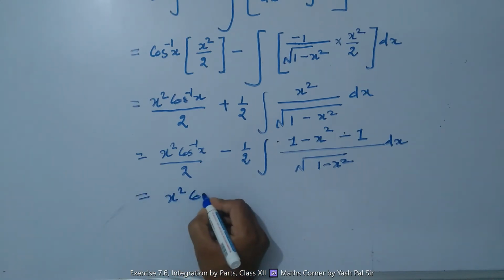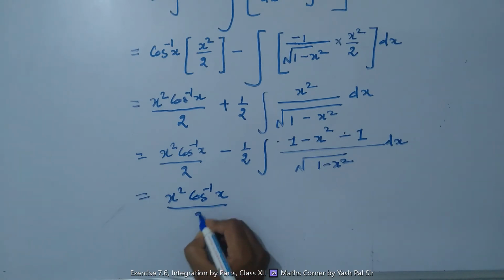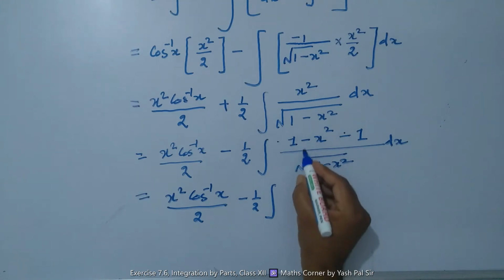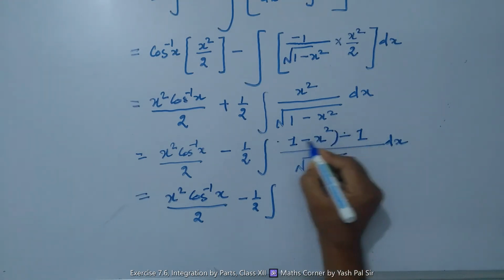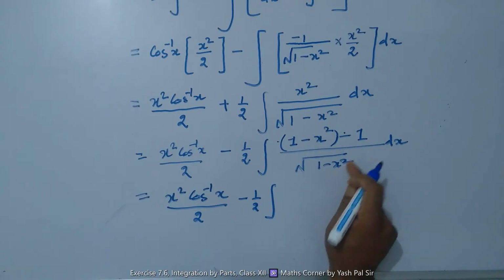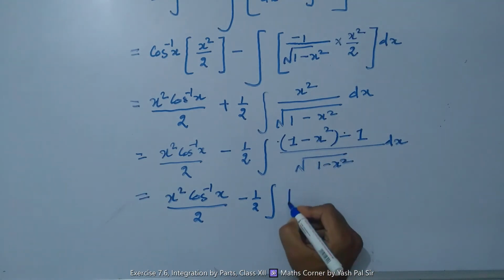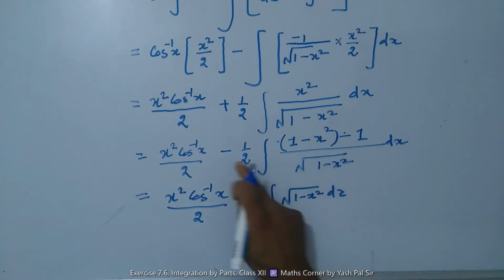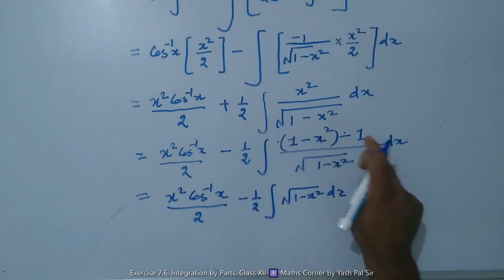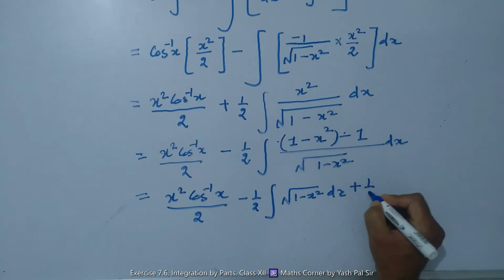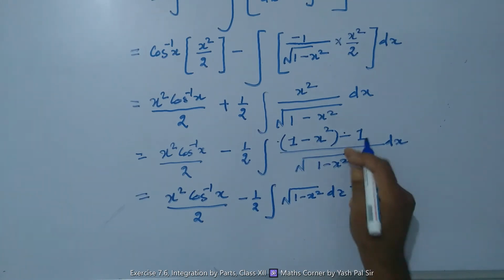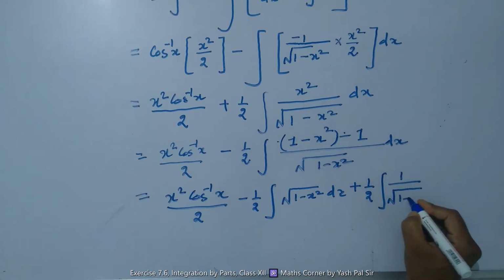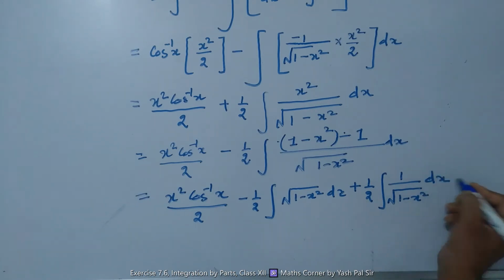x square into cos inverse x upon 2 minus 1 upon 2 integration of, first, dividing this by square root of 1 minus x square, we have 1 minus x square into dx, thereafter minus 1 by 2 into minus 1 becomes plus 1 by 2 integration of 1 upon square root of 1 minus x square into dx.